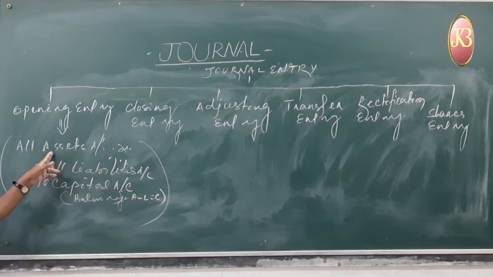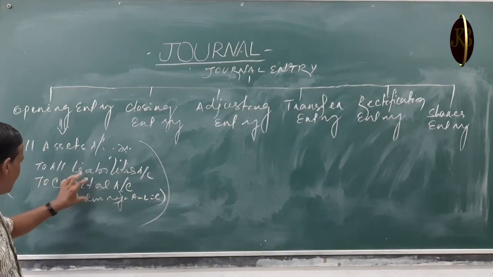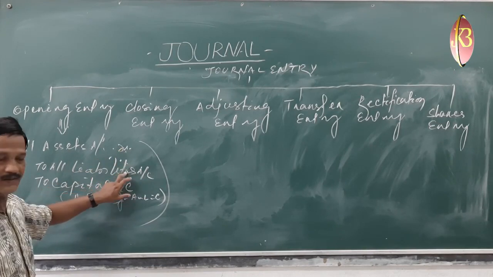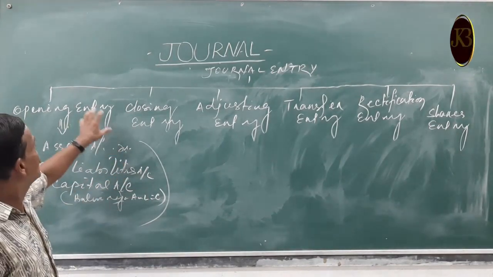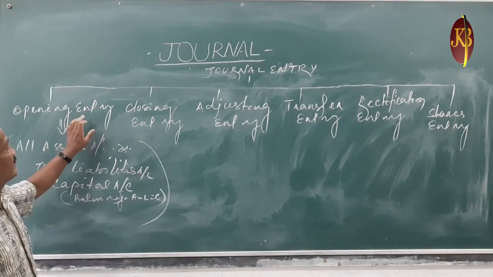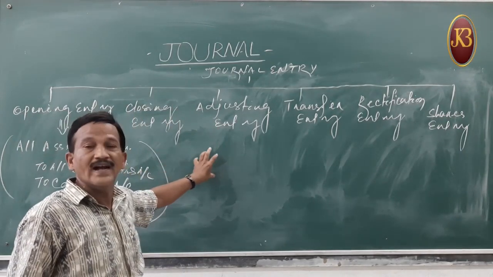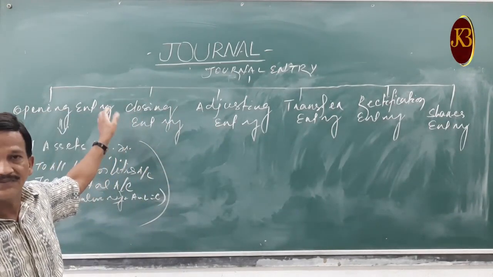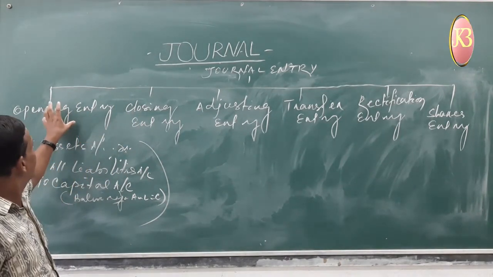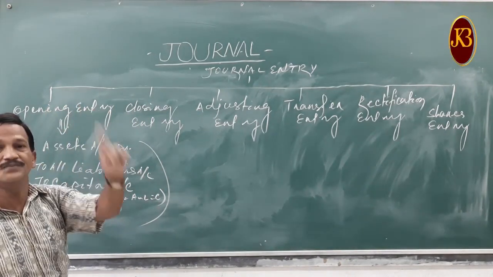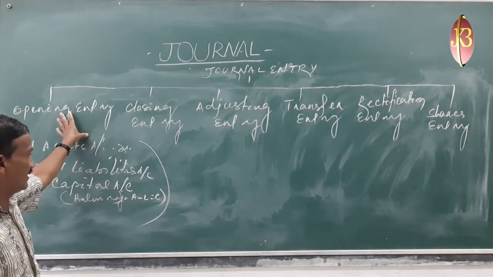That means all assets are debited, all liabilities are credited. The difference amount, that is assets minus liabilities, is to be credited to capital account. This is called opening entries. This entry is to be done on the first day or at the beginning of the accounts, at the beginning of the year, to open the various books of account.